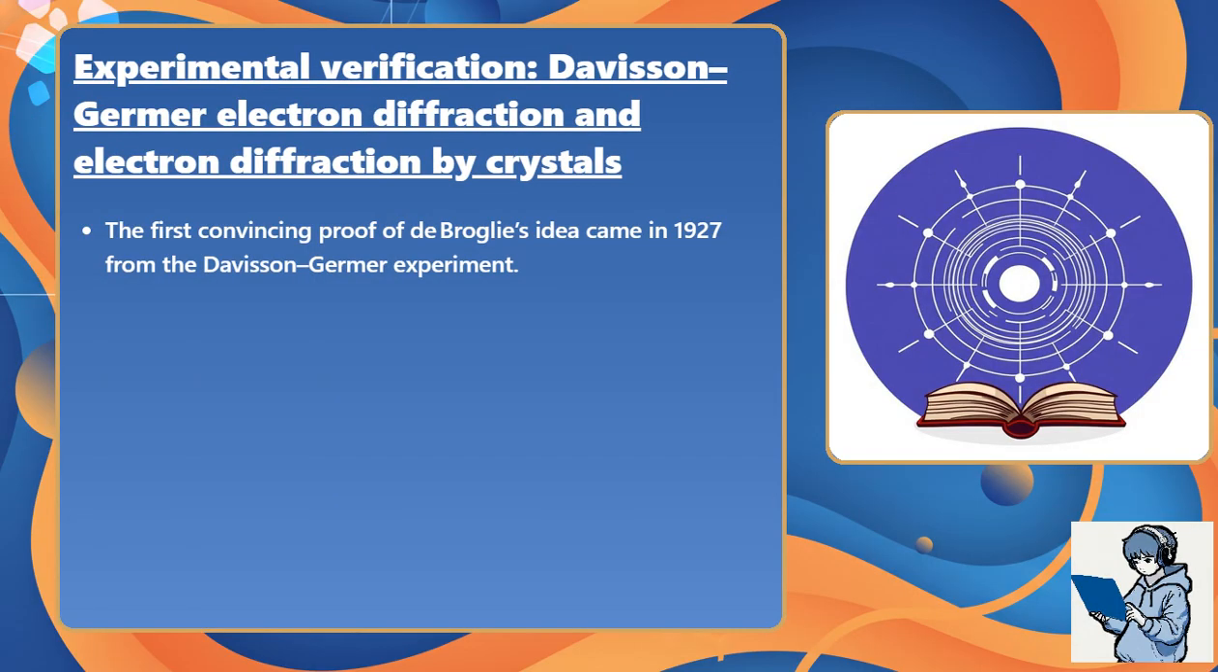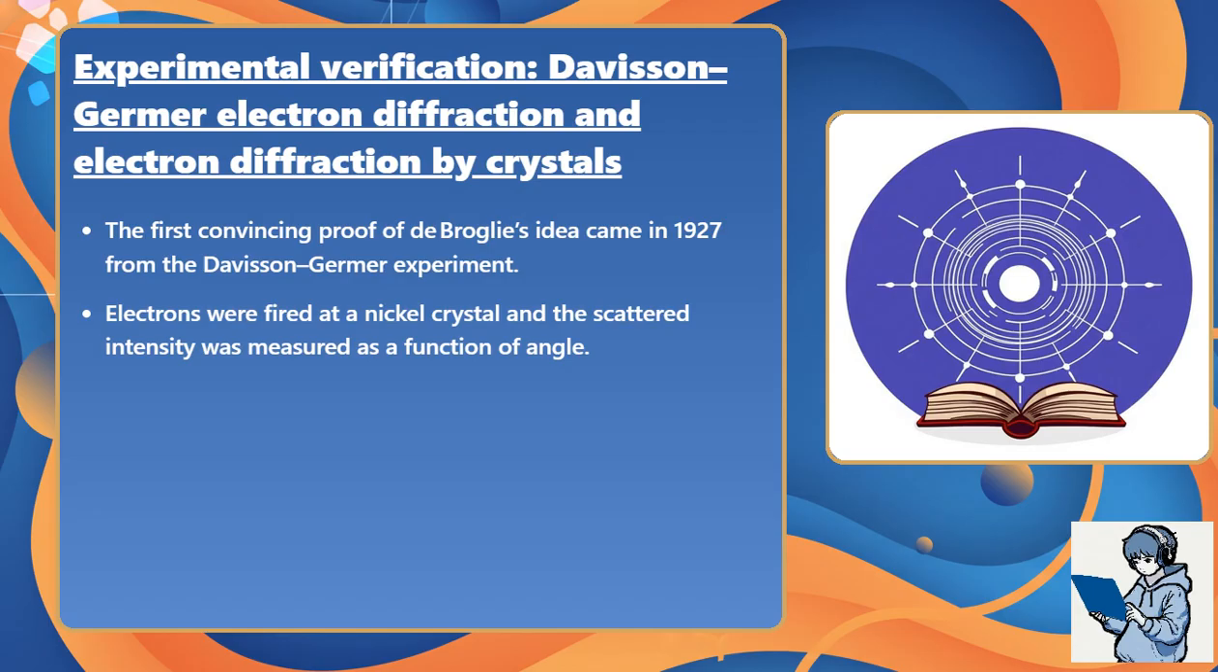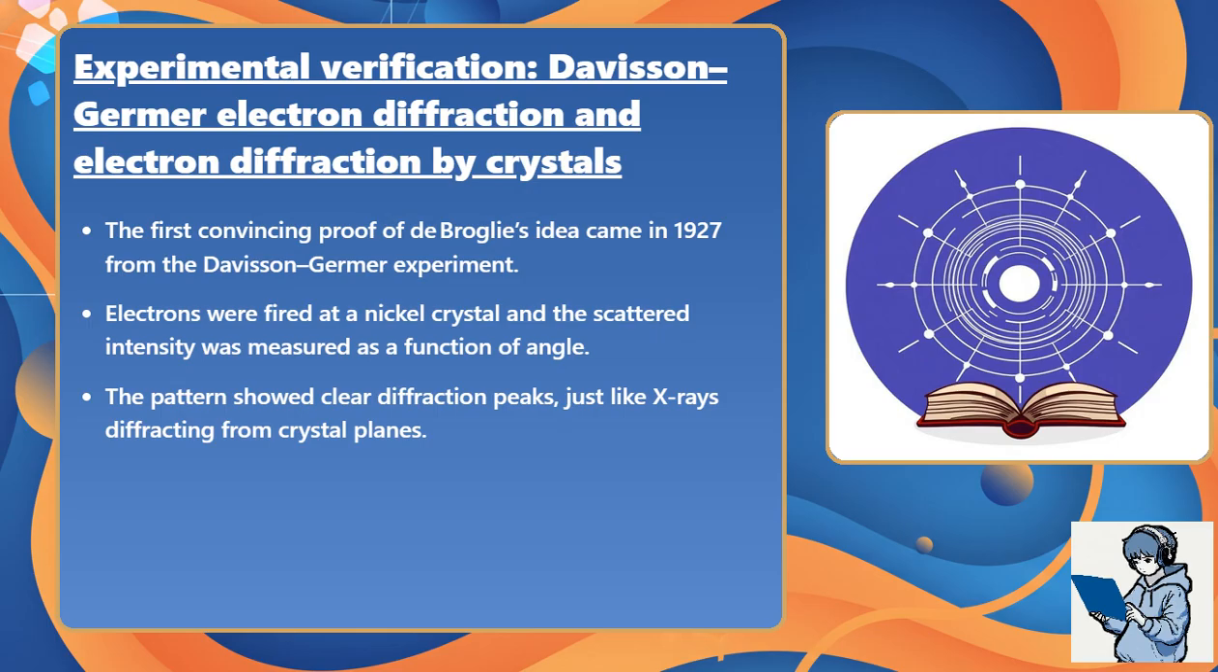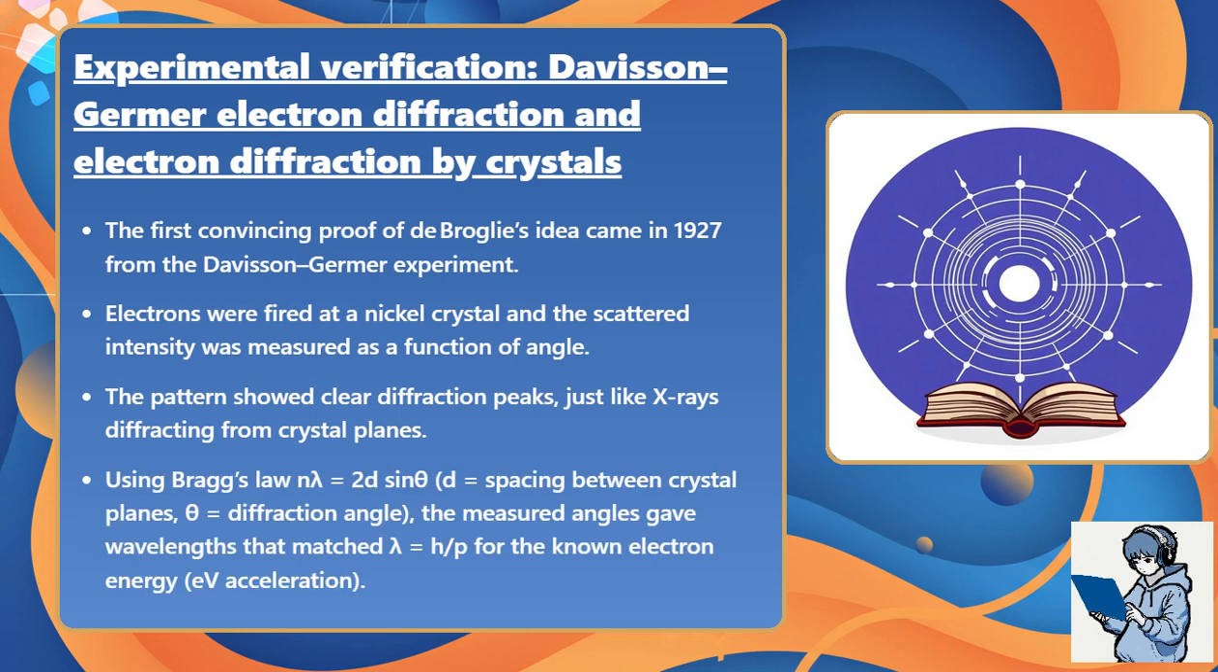The first convincing proof of de Broglie's idea came in 1927 from the Davisson-Germer experiment. Electrons were fired at a nickel crystal, and the scattered intensity was measured as a function of angle. The pattern showed clear diffraction peaks, just like X-rays diffracting from crystal planes. Using Bragg's law, nλ equals 2d sinθ, where d equals spacing between crystal planes and θ equals diffraction angle, the measured angles gave wavelengths that matched λ equals h over p for the known electron energy, eV acceleration.